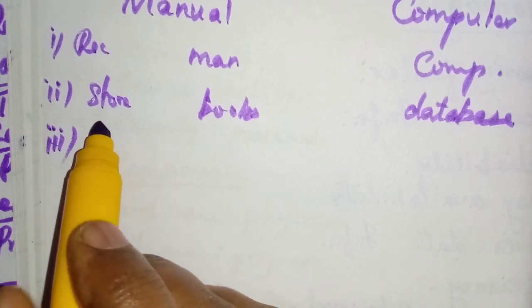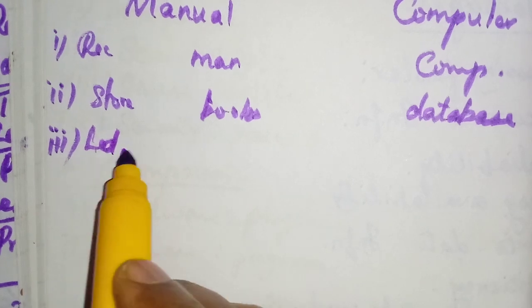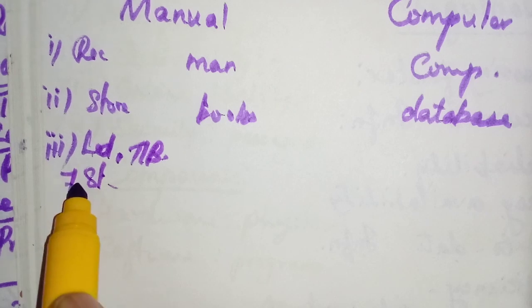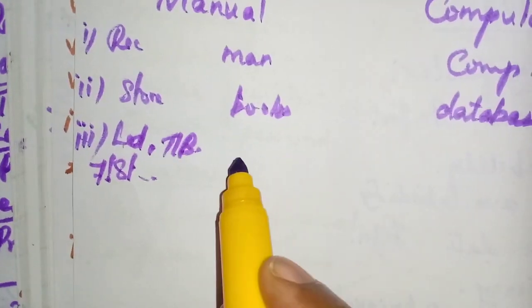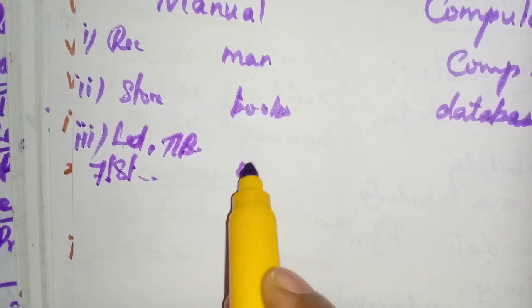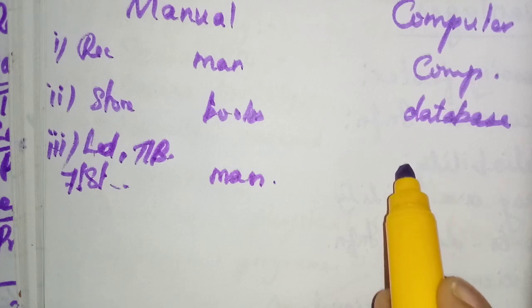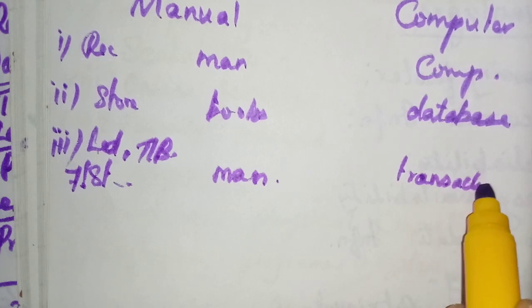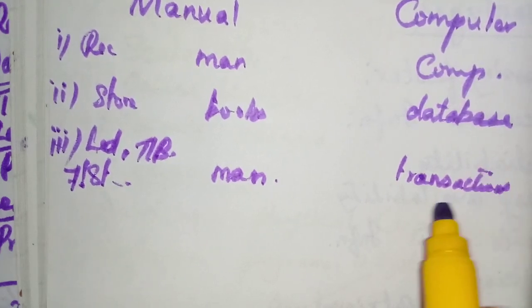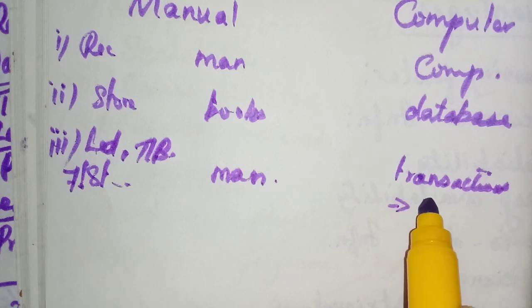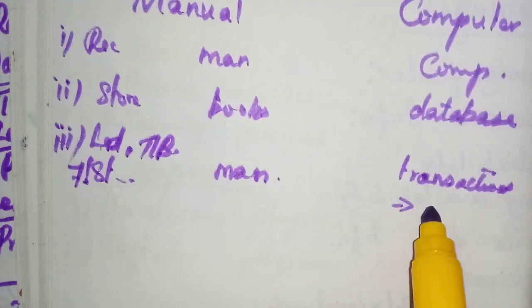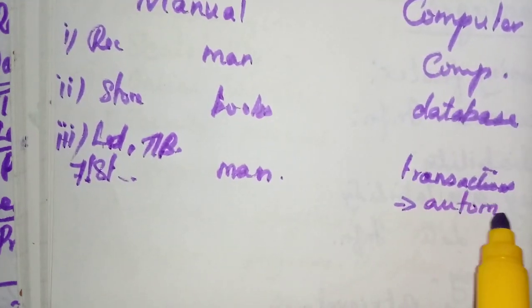Then preparation of the ledger account, then trial balance and the financial statements. Manually, all these statements are prepared by hand. Here, only the transactions, the journal entries, are entered, but it will process them and make the reports. That means the ledger account, trial balance, and financial statements are all automatically prepared.